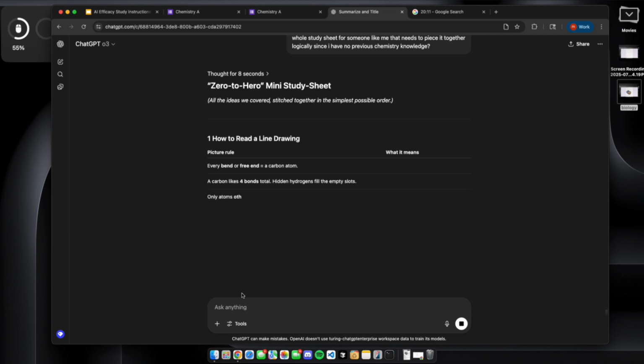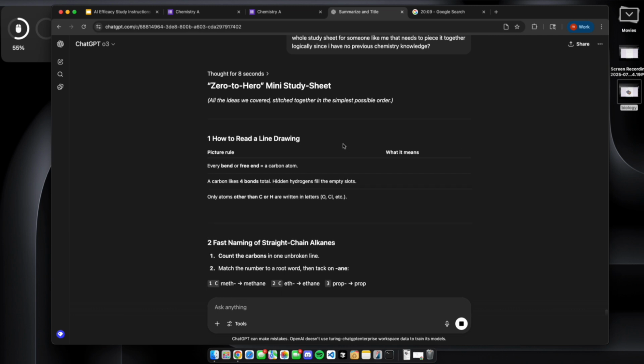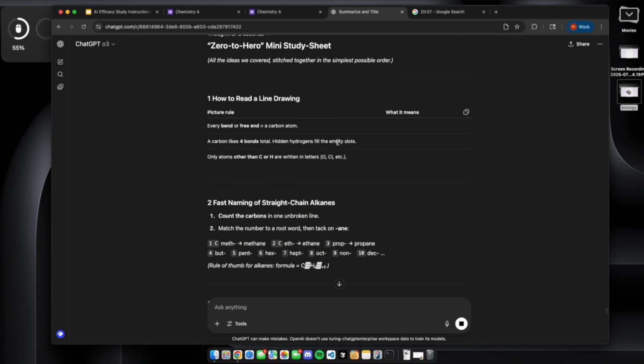Okay, that was pretty quick. How to read line drawings. Every bend or free end equals a carbon atom. A carbon likes 4 bonds total. Hidden hydrogens fill the empty slots. Only atoms other than C or H are written in letters: O, Cl, etc.